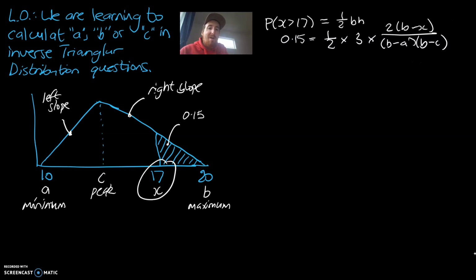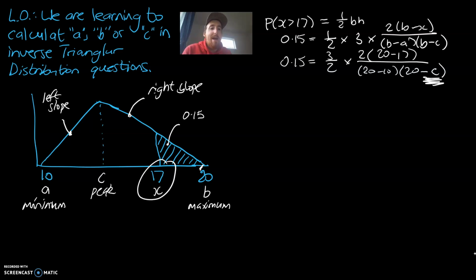We now want to start simplifying and doing the math. So 0.15 is equal to 3/2, which I've simplified there, multiplied by 2 times (b minus x). B is 20 and x is 17, so that's 20 minus 17, divided by b minus a, which is 20 minus 10, and then b minus c. One thing I want to emphasize is that I've left the minus c in C form because we don't know what C is. We're trying to calculate that.